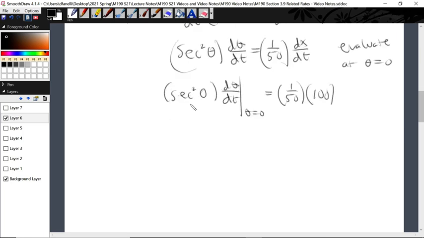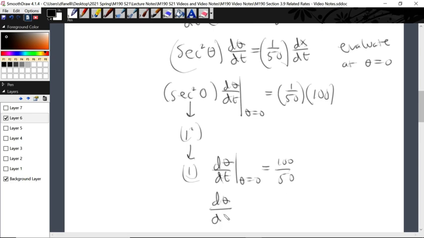Now the secant of 0 is equal to 1, so this is just 1 squared. So this is 1. So 1 times d theta dt, at theta equal to 0, is equal to 100 over 50. In other words, d theta dt, when theta is equal to 0, is equal to 2.